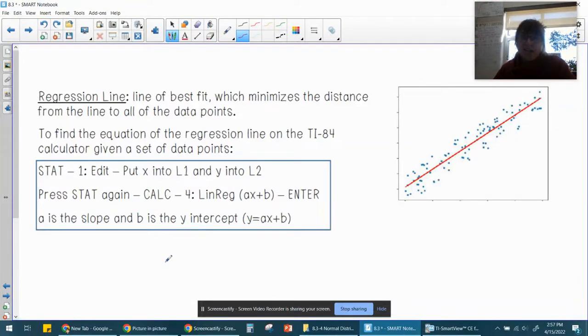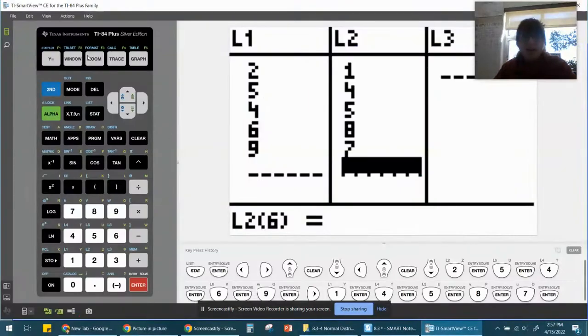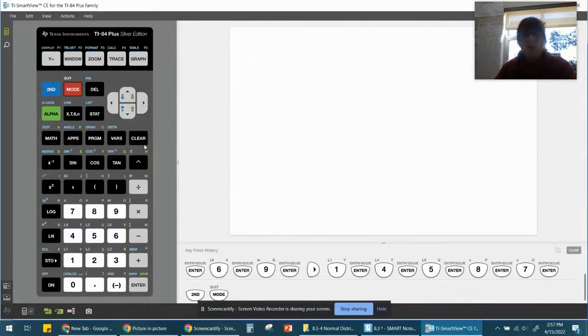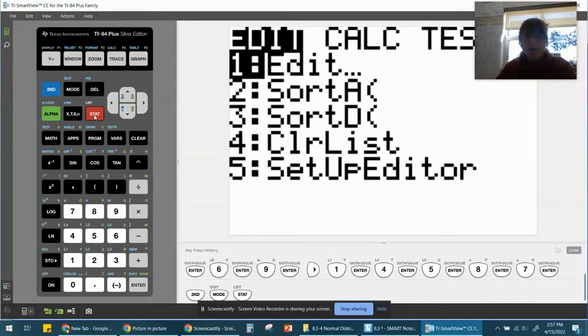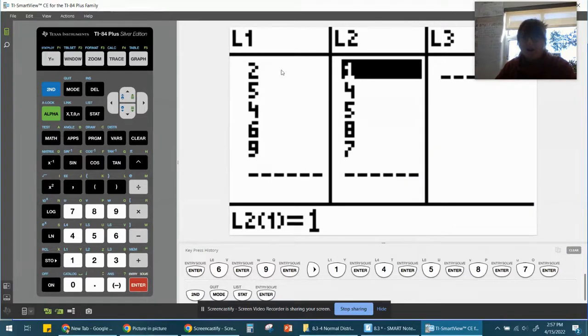On your TI-84 calculator, or if you have a TI-84 app on your phone, you can do that there as well. Here are the steps to find the regression line on a calculator. So I'm going to go ahead and pull up my calculator here. From the home screen, you're going to press the Stat button and then press Enter on Edit. You don't have to move anywhere, just press Enter, and that will take you to your lists.